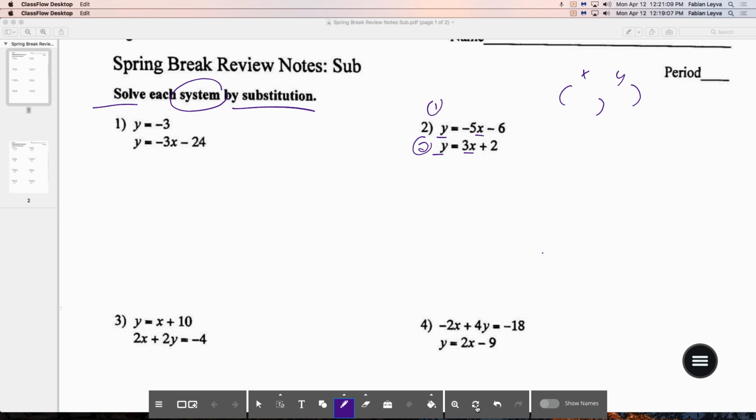Now, there are several strategies on how to solve systems. There's graphing, there's substitution. We're going to cover elimination next week, but for the most part, today all we're doing is substitution, okay? All right, so what does it mean to substitute? Someone help me out here. What does it mean to substitute? Don't think about math, just think in general. What does that word mean?